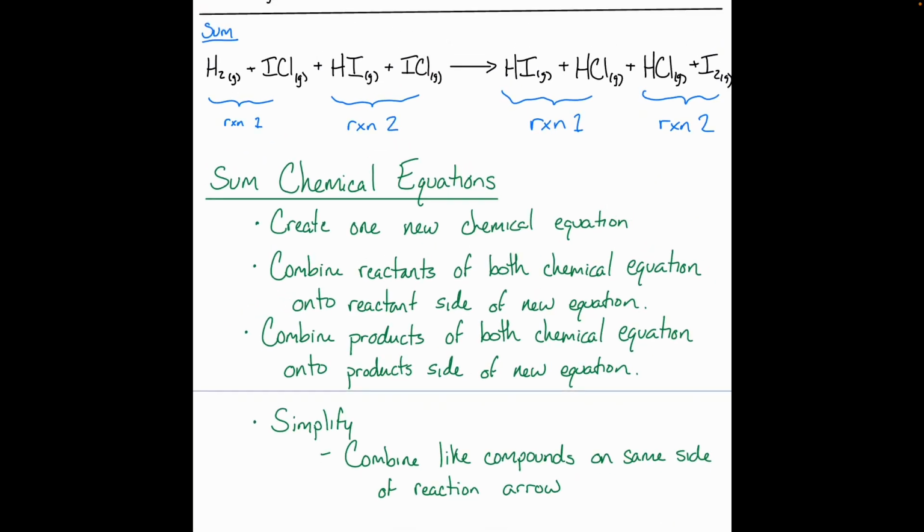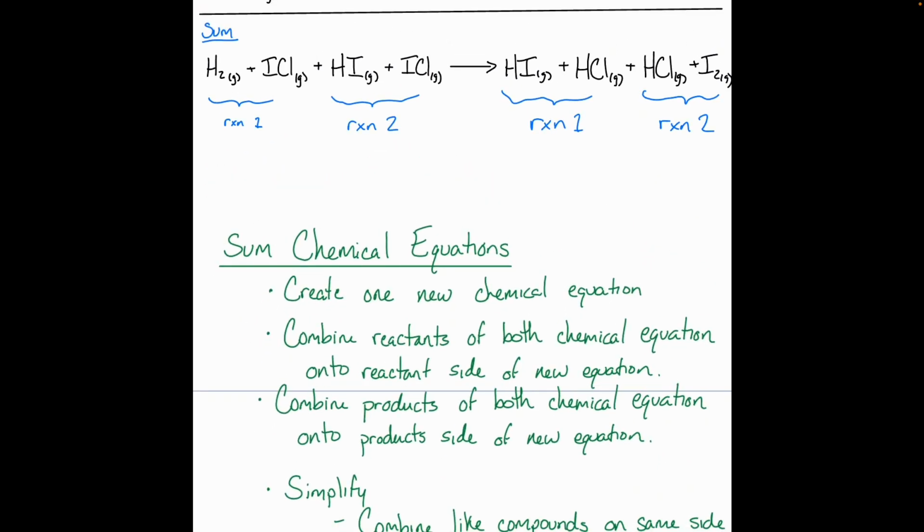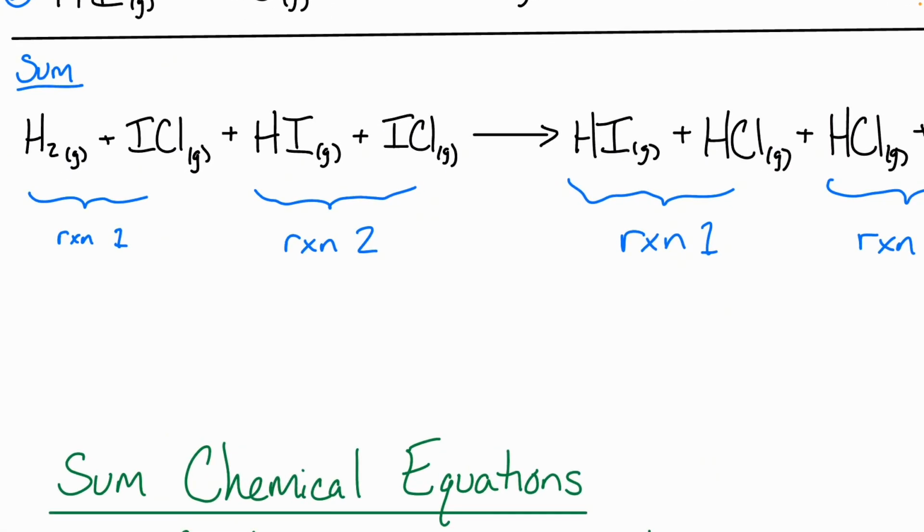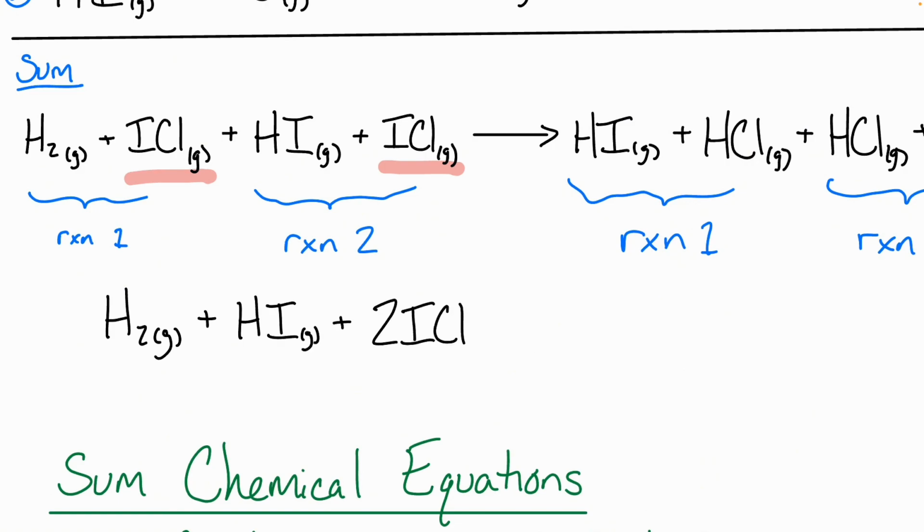All right, so if I'm going to simplify here on my reactant side, I'm going to combine those 2 ICls, right? We got 2 identical matches here. So now my reactant side is H2 gas plus HI plus 2 ICl. If you wrote it in a different order, it doesn't matter, right? The order in which these appear in our chemical equation doesn't matter. We could put the 2 ICl out front, same thing.